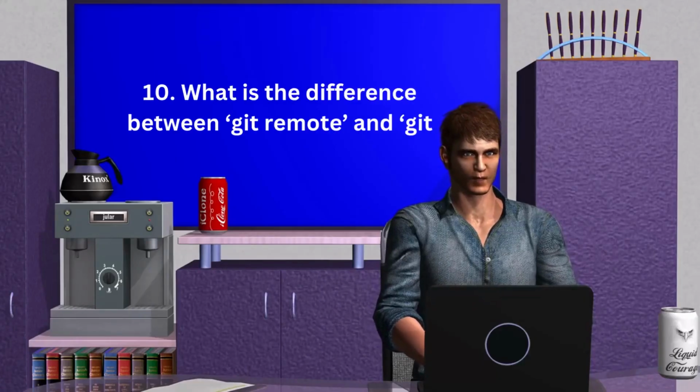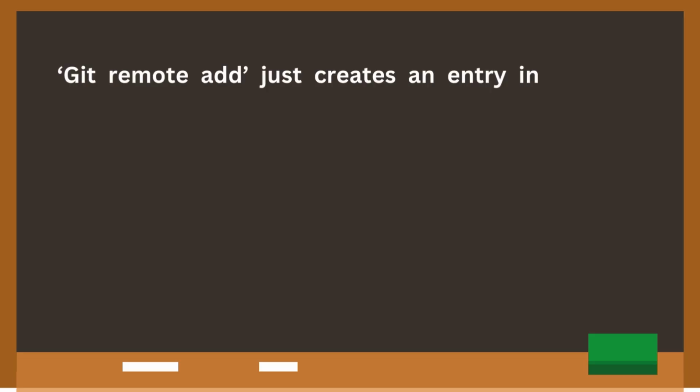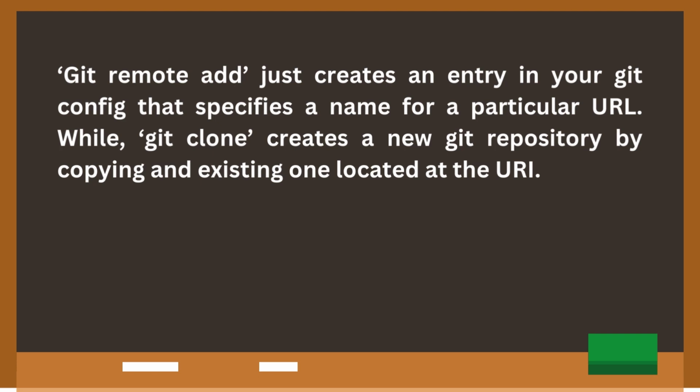10. What is the difference between git remote and git clone? Git remote add just creates an entry in your Git config that specifies a name for a particular URL, while git clone creates a new Git repository by copying an existing one located at the URI.